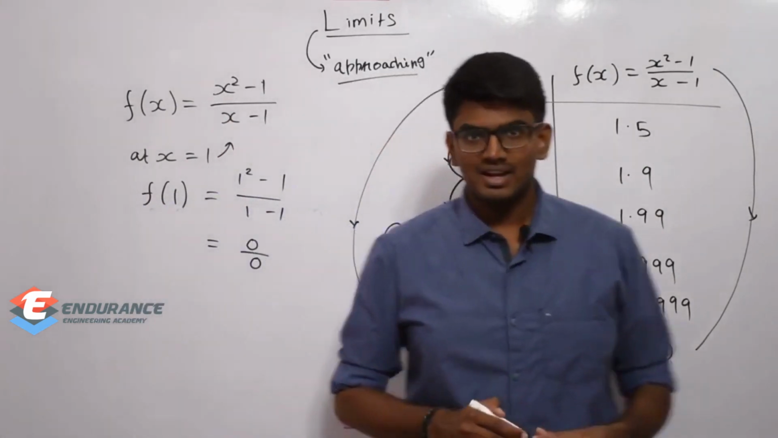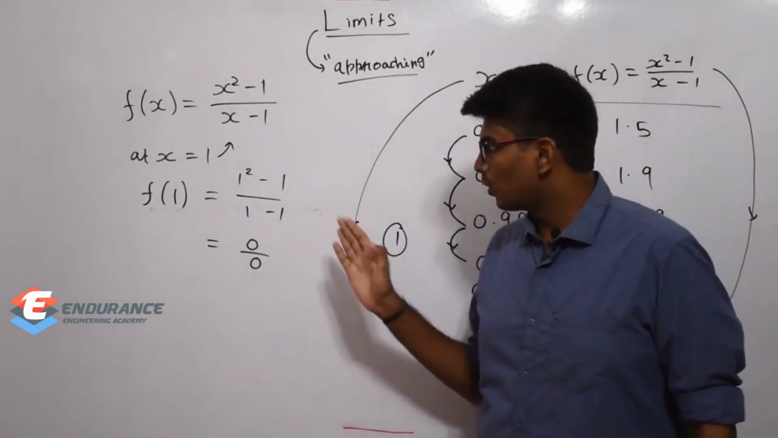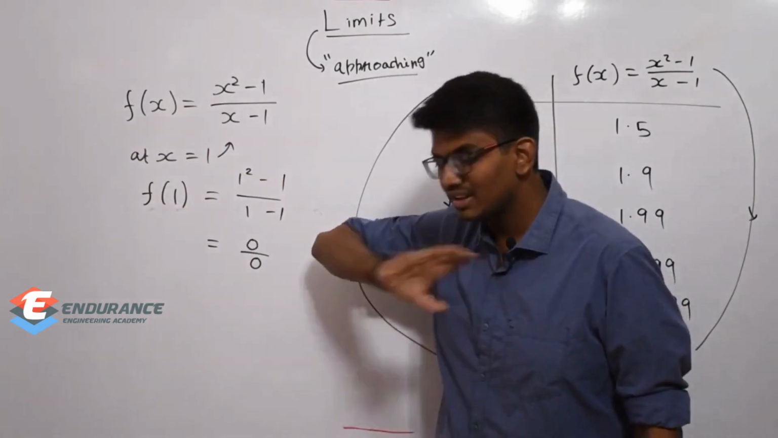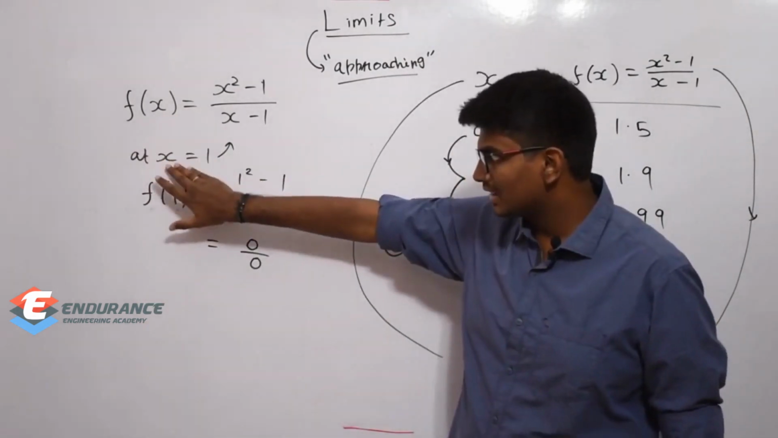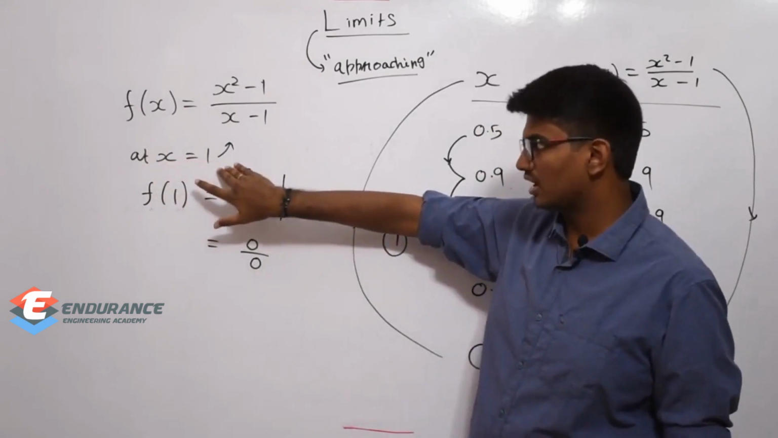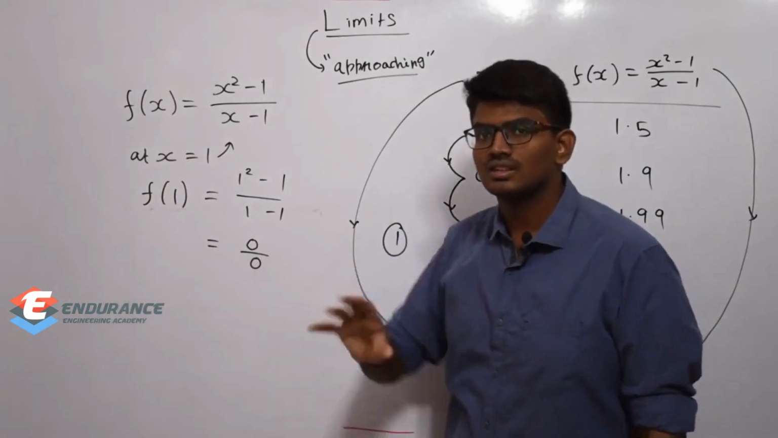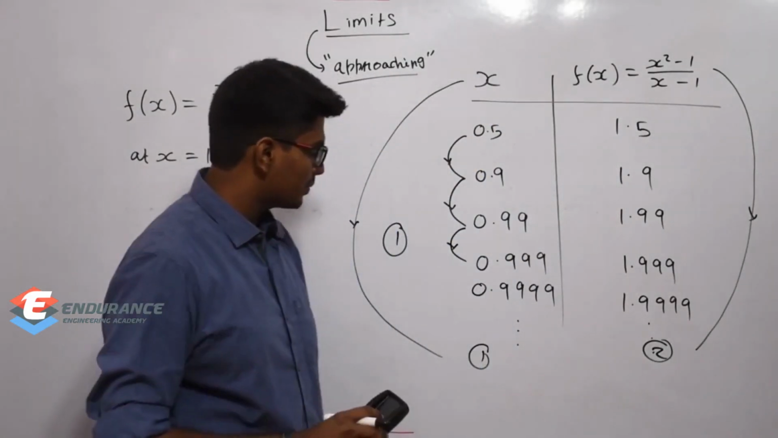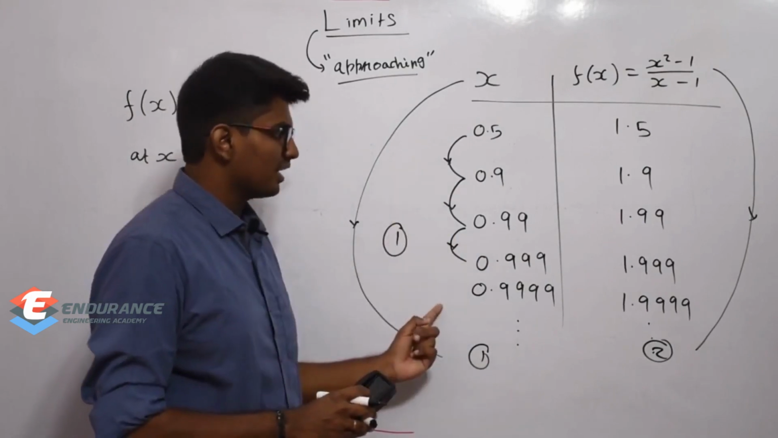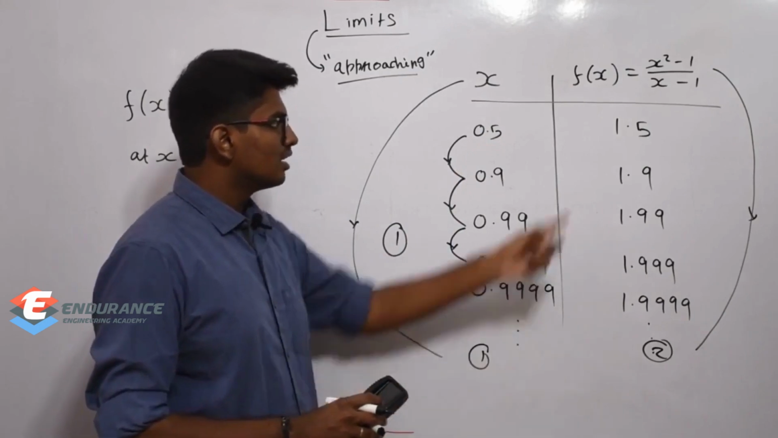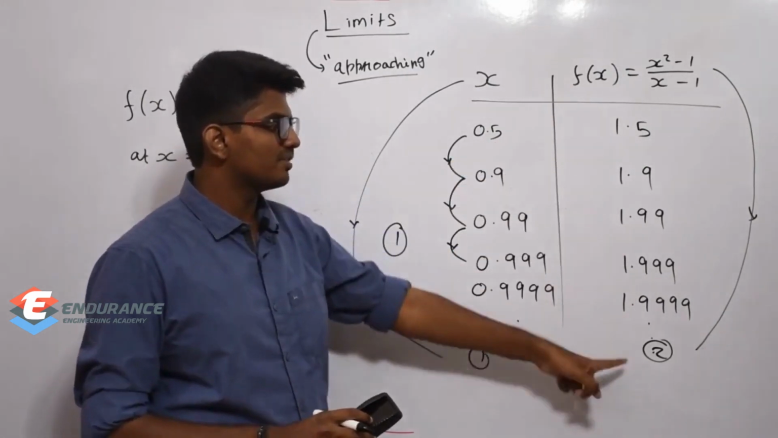To say it in a simple manner, when x approaches 1, what does f of x approach? That is my limit. So in this case what I did, I am approaching this 1 from 0.5. If I approach x from 0.5 to 1, my f of x is approaching from 1.5 to 2.